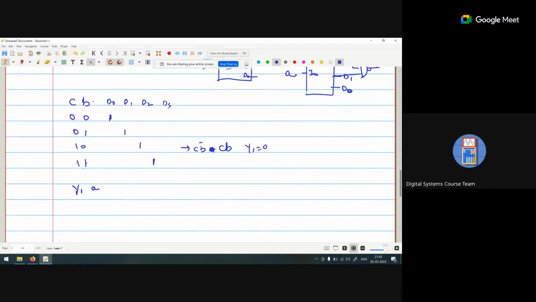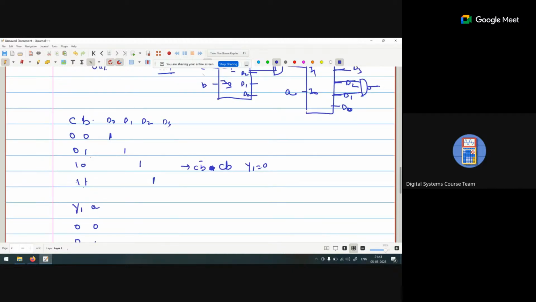Y1 is always 0. Now, A value 0 or A value 1 is possible. If A value is 0, then D0 is selected, so my D0 is 1. And when A value is 1, my D1 is 1. But in this case D2 is always 0. Why? Because on the input side, the combination to select D2 as 1 is not possible.